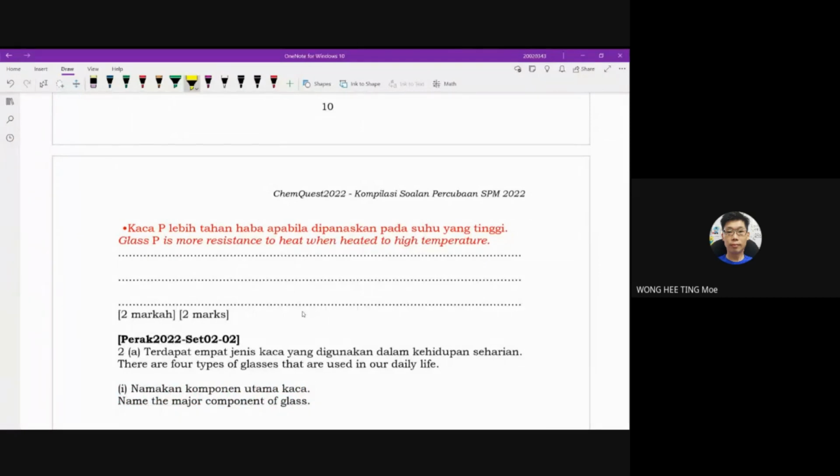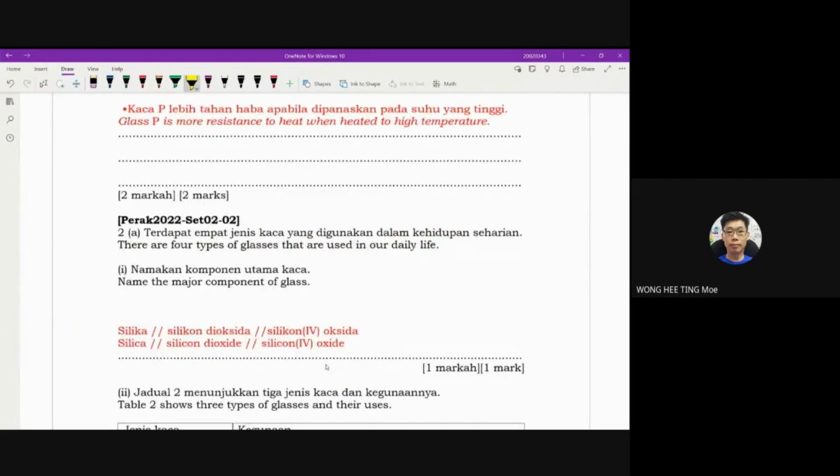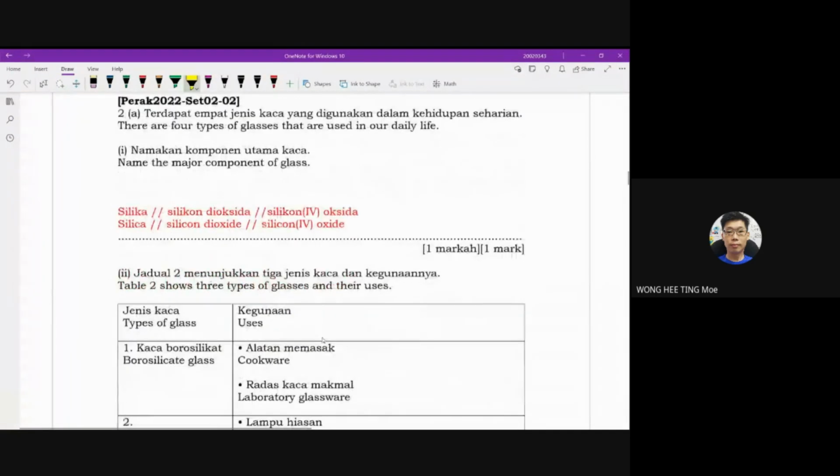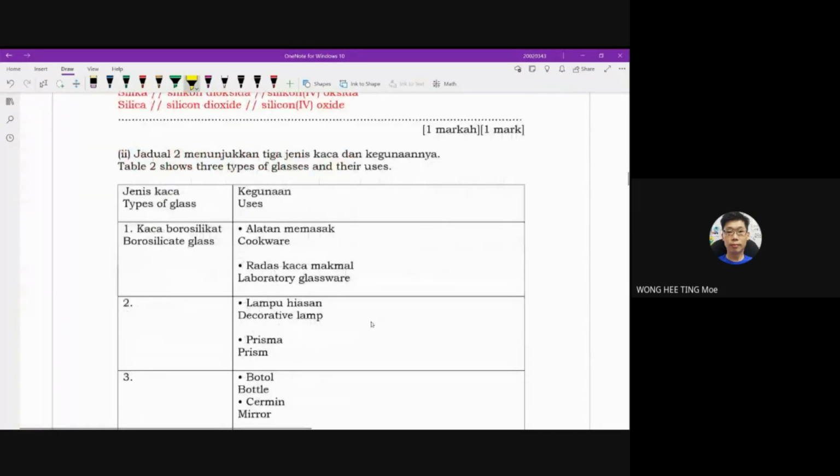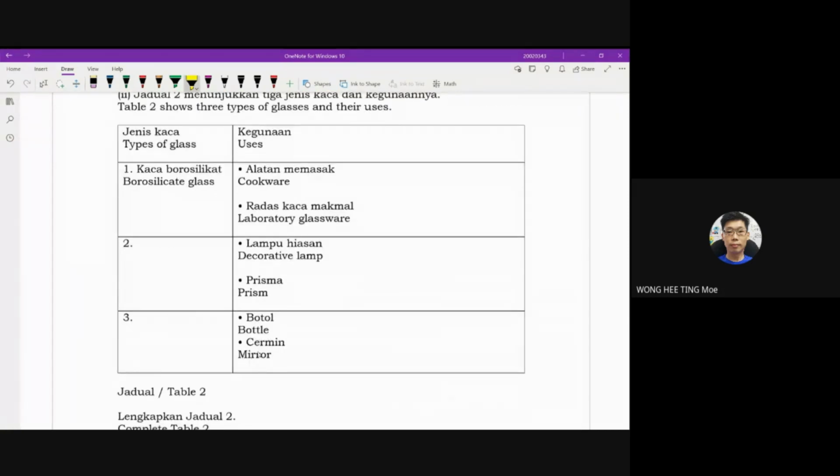Part 2. There are 4 types of glasses that are used in our daily life. Name the major component of glass. So this one is silica, or silicon dioxide. Now the table shows the types of glasses and their uses. Borosilicate glass: cookware, laboratory glassware. Number 2 is decorative lamp or prisms. Number 3 is bottle and mirror. Class, this one is already given.